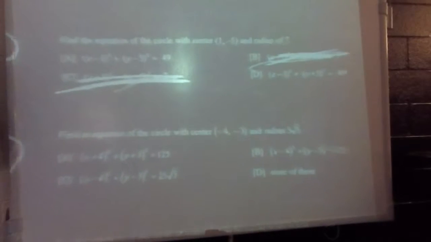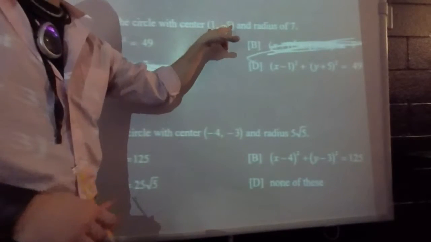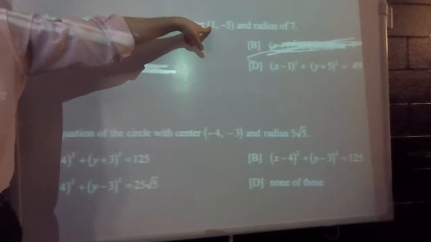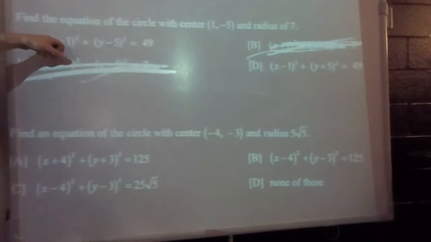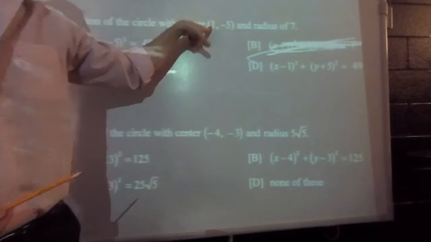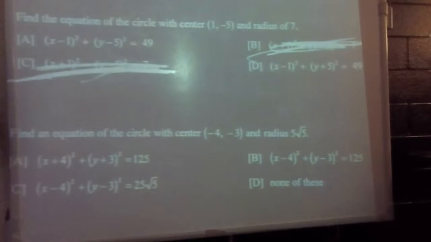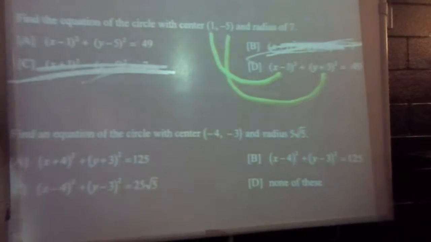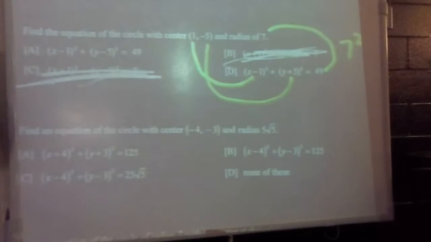The other thing to take note of is that the center is right 1, down 5. I want to see opposite and opposite. So with the x, I want to see what? X minus 1, which I have on both of these. But then with the y, it says y plus 5. I want to see opposite and opposite in the equation. So I want to see y plus 5. Opposite and opposite. And then we square the number right there.